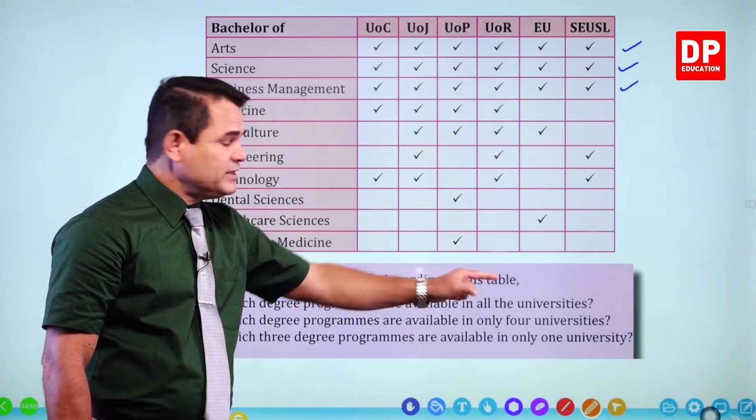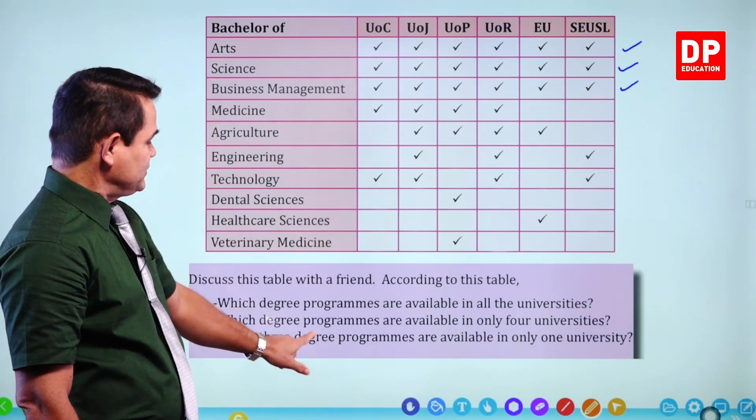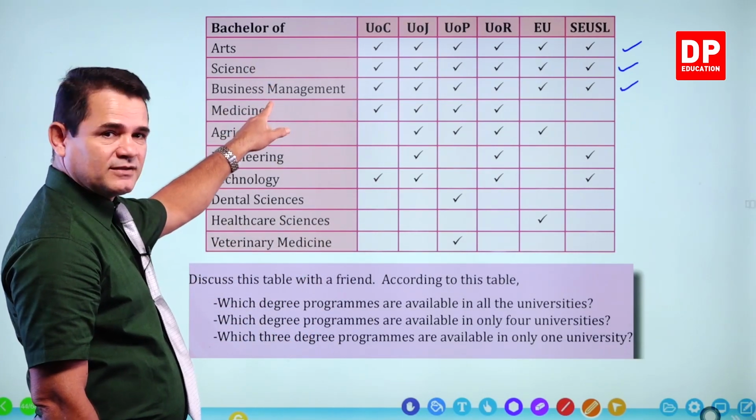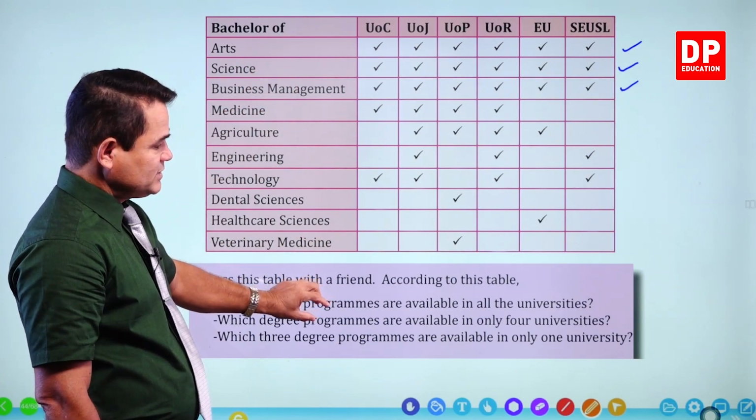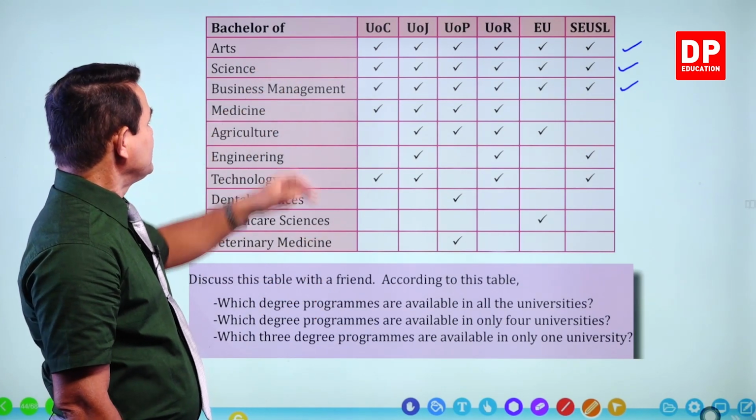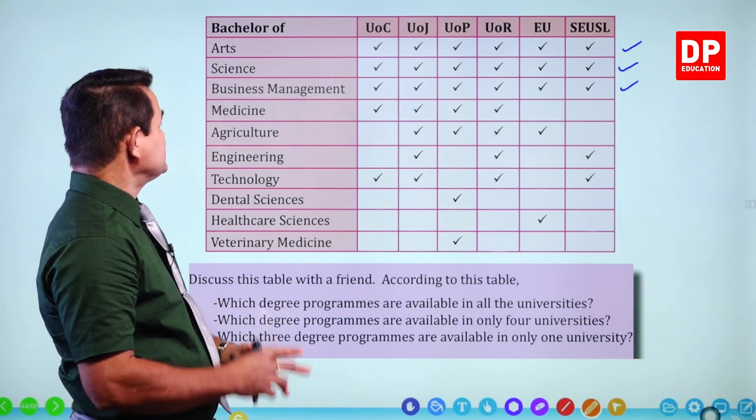Programs available in all the universities. So what are the three? First one here, these three. Clear? So in every university there are only these three: arts, science and business management.